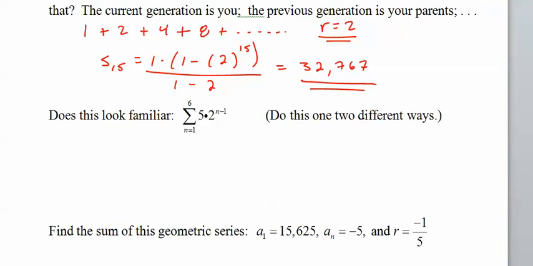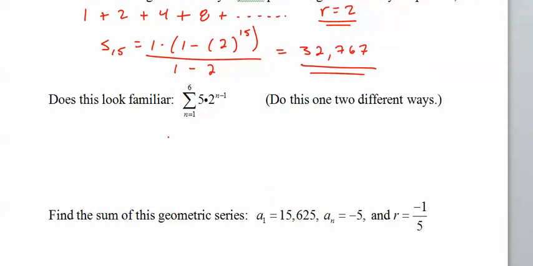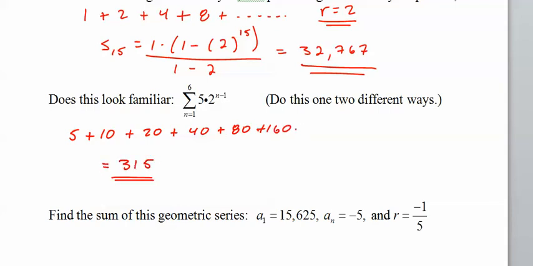Does this look familiar? Well, we can do this 2 different ways. If you put in n equals 1, you get 2 to the 0, it's gone. You'll get 5. 2 times 5, 10. Times 2, 20. Plus 40. Plus 80. Plus 160. Add them up in your calculator, you should get 315. So that's one way to do it.